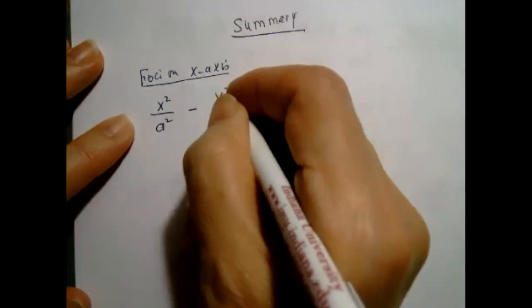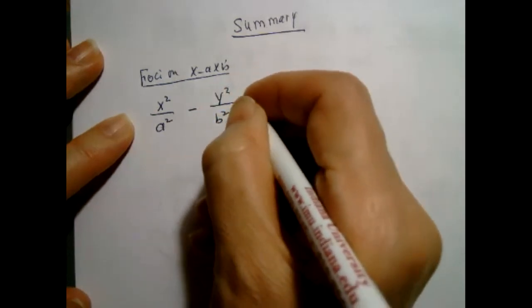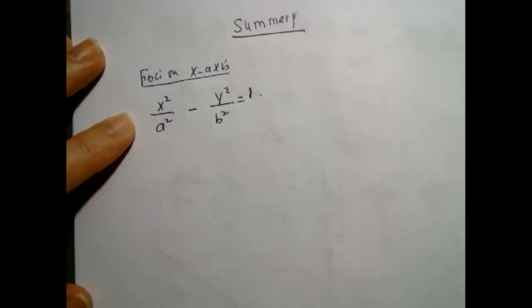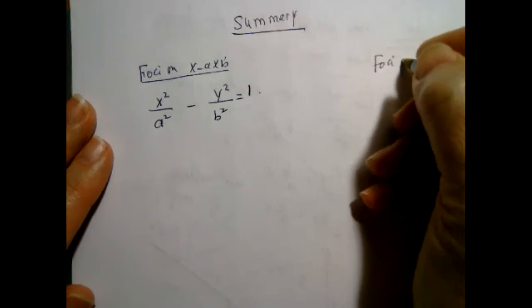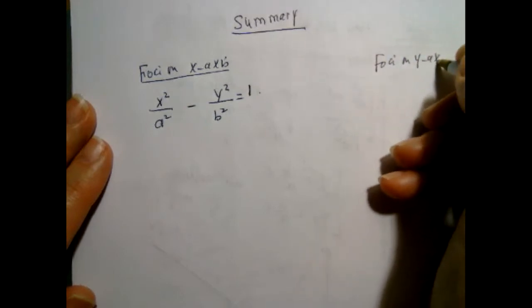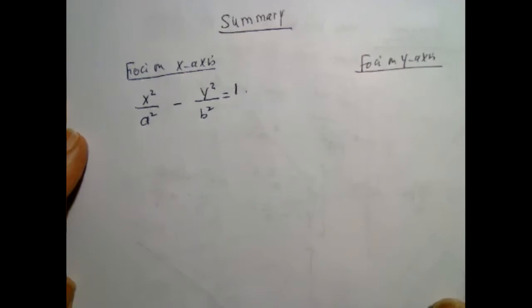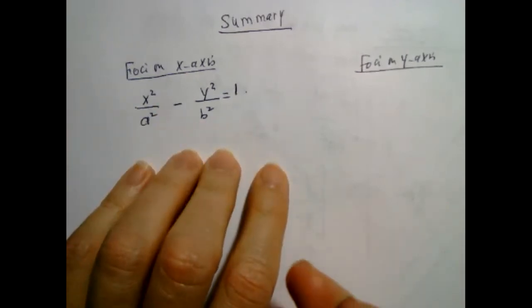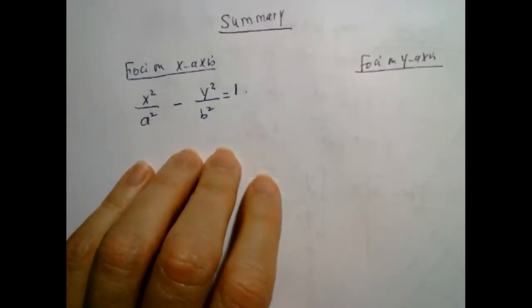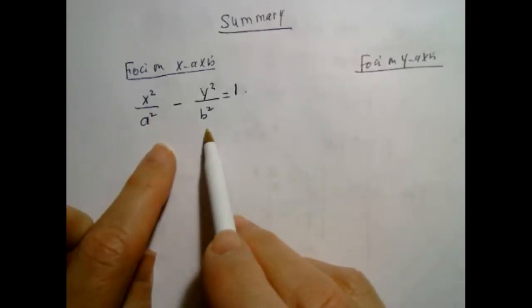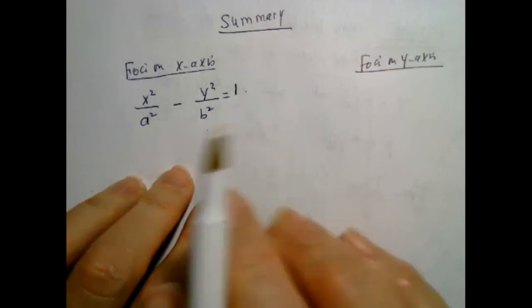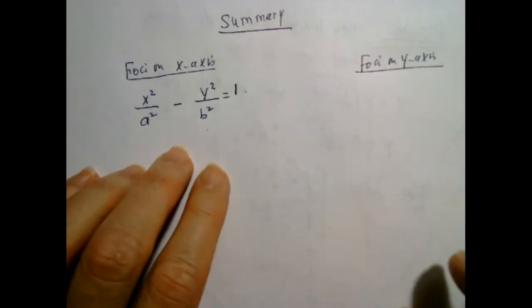x squared over a squared, that's the hyperbola, minus y squared over b squared, equal to 1. I'm going to have two pieces, so we're going to do it in front of each other. And here the foci are on the y-axis. Now, if the foci happen to be on the y-axis, the equation will change in the following format. For the ellipse, it was a bigger than b or b bigger than a. For the hyperbola, the size of a and b will not matter.